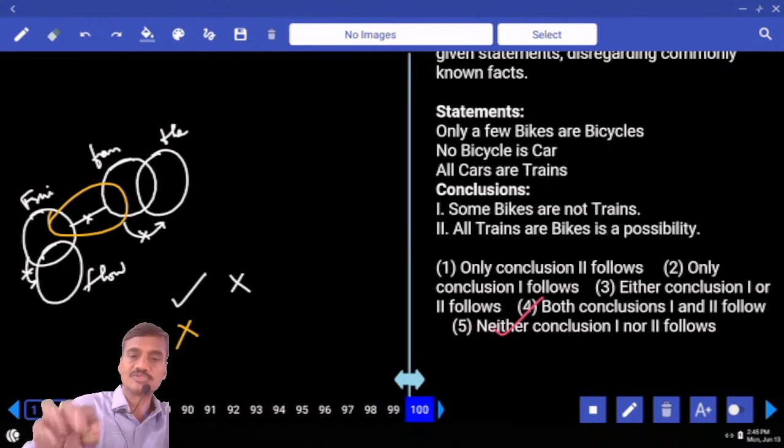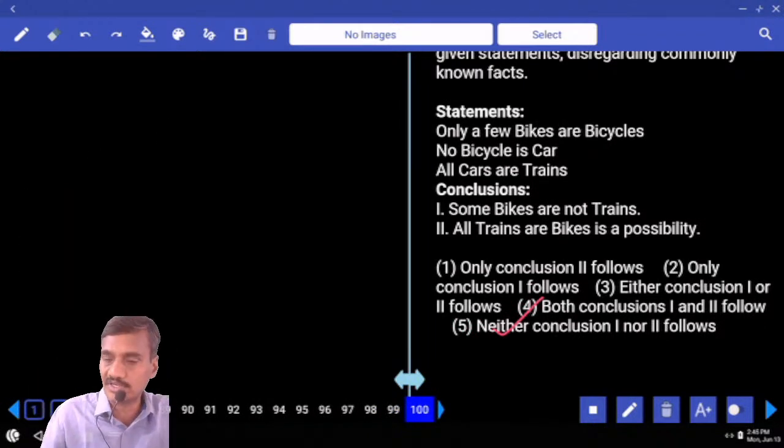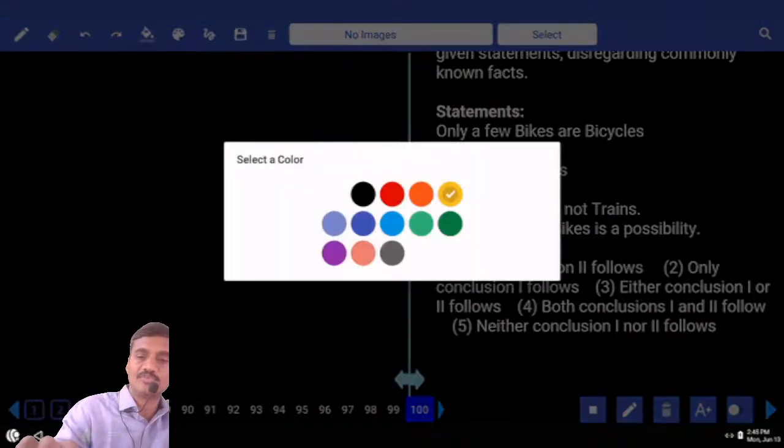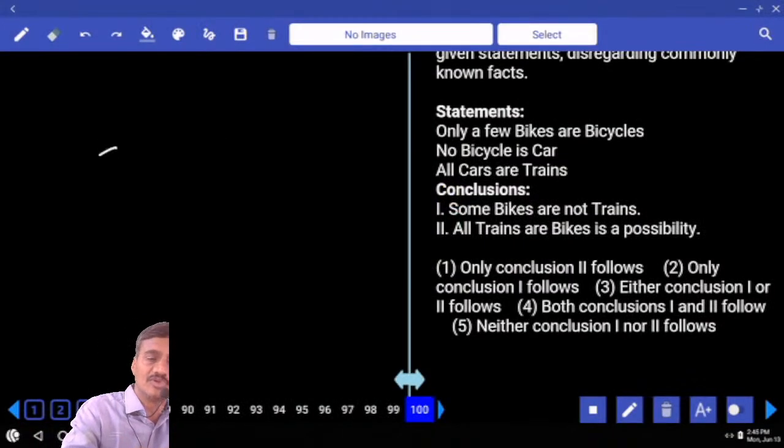Then finally coming to question number 100. Now this 100, only a few bikes are bicycles. How to represent this one? Only some bikes are bicycles, but not all. Only few bikes are bicycles, but not all. Only some, but not all.